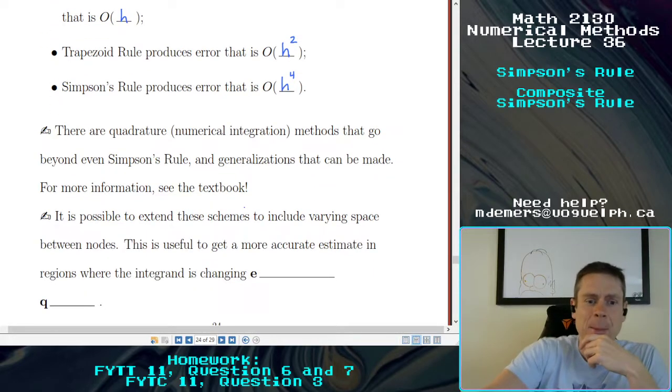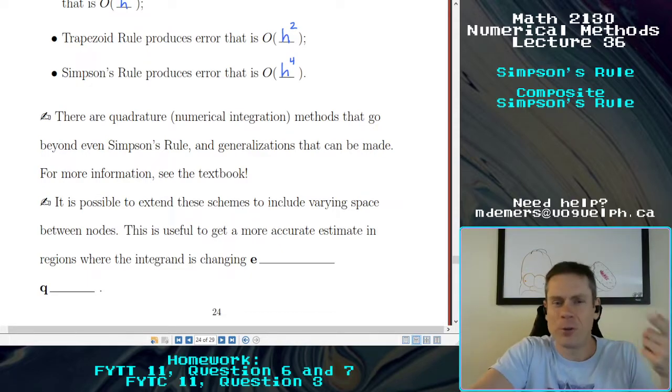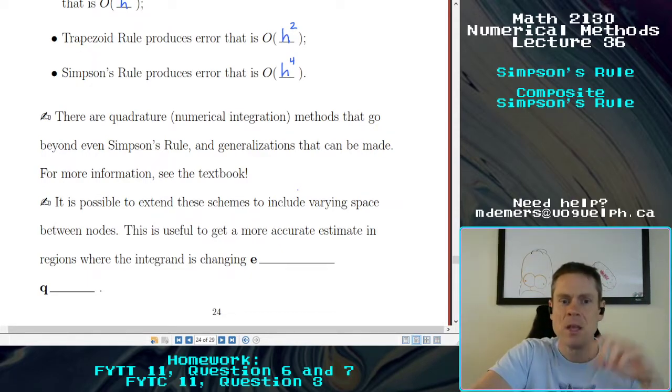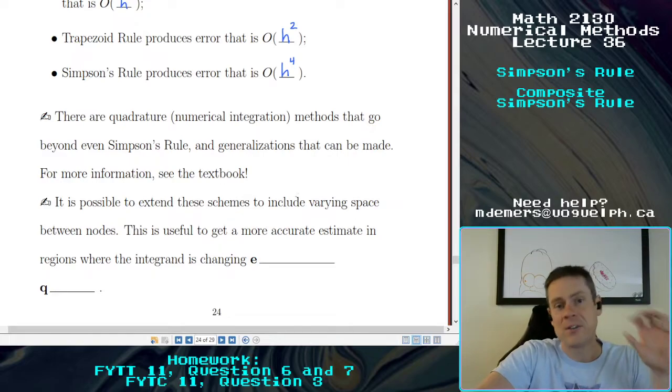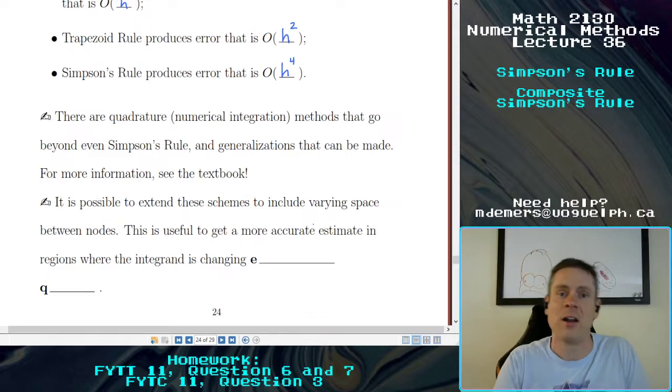So a couple of last things here. There are quadrature, that remember was a kind of old-fashioned name for numerical integration, methods that go beyond even Simpson's rule. There's more information in your text and in all sorts of online sources if you want to look. But I thought this would give you a really good start into some of the major players in numerical integration.